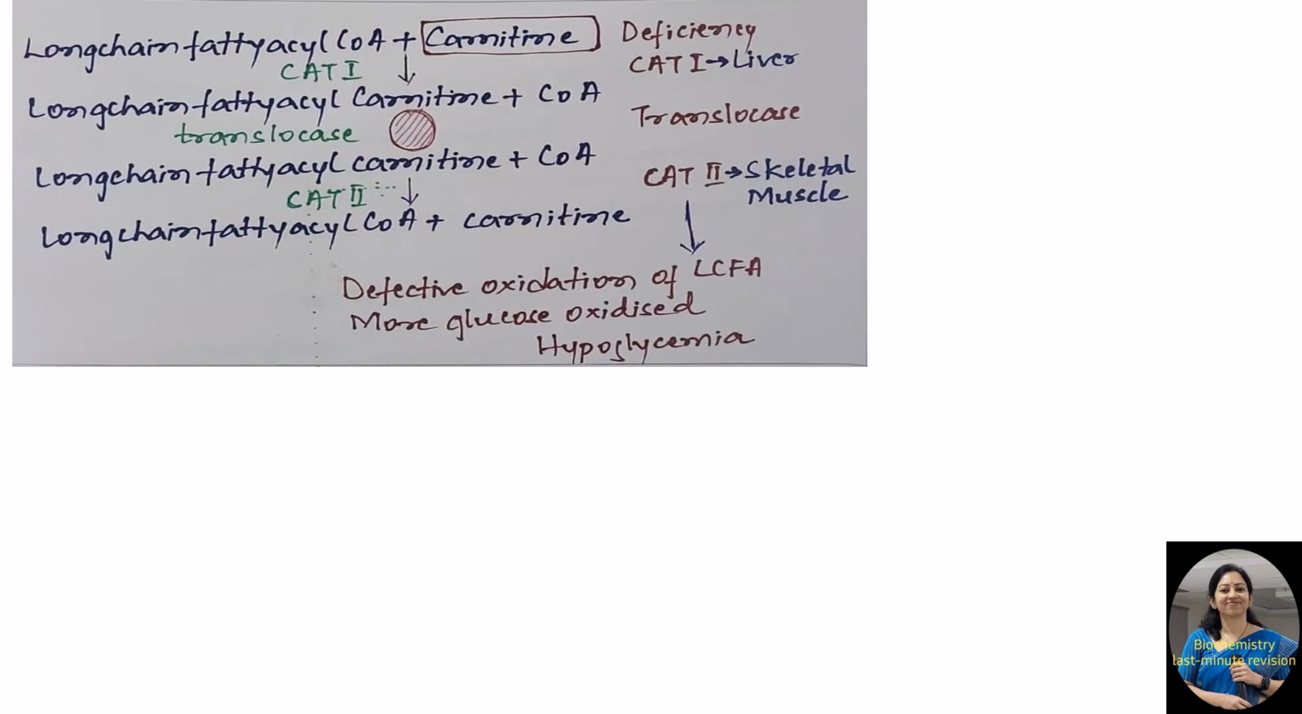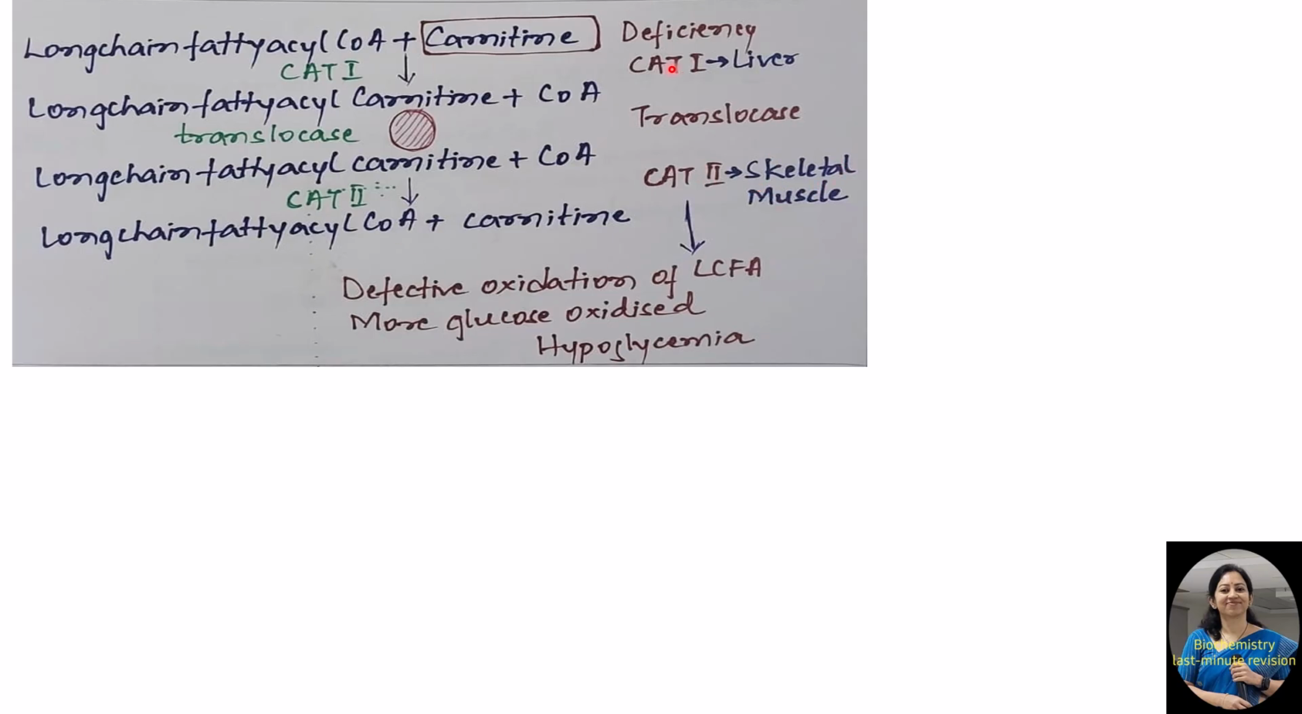Coming to disorders associated with beta oxidation. There can be deficiency of carnitine acyl transferase 1, which is mainly present in the liver. There can be deficiency of translocase enzyme, which is involved in transport of long chain fatty acyl carnitine from cytoplasm to mitochondria, or there can be deficiency of carnitine acyl transferase 2, which is mainly present in skeletal muscle.